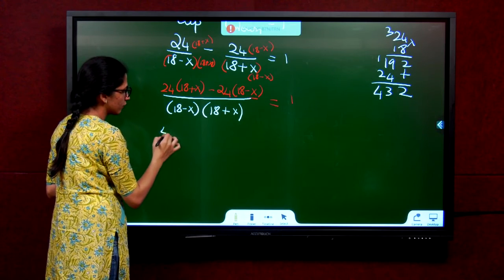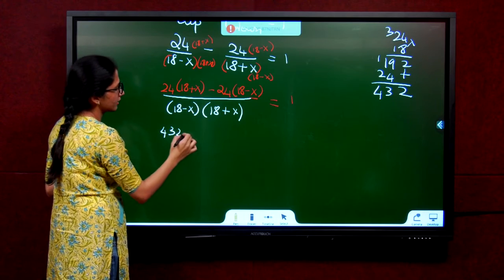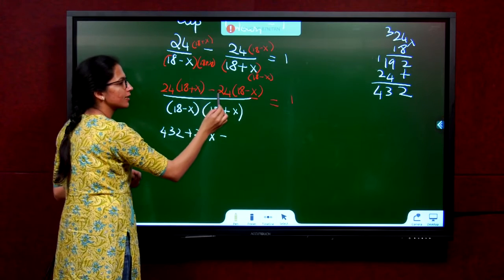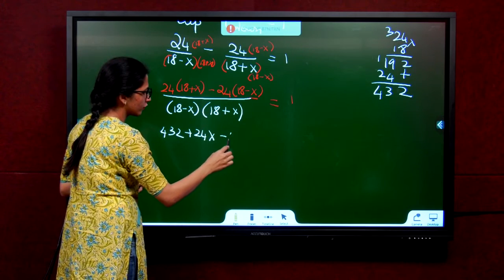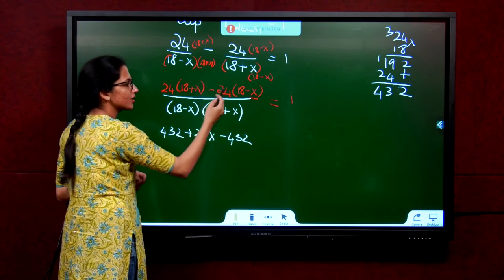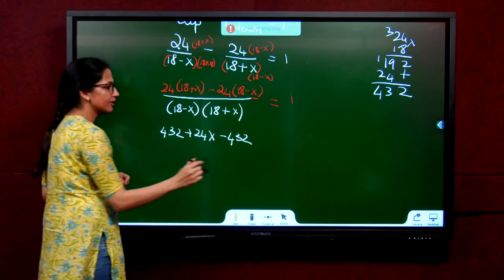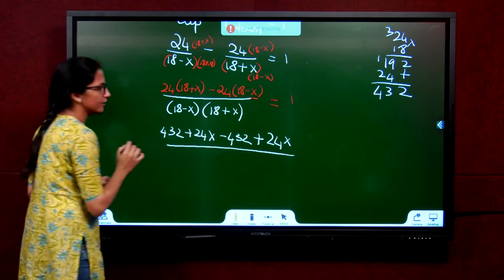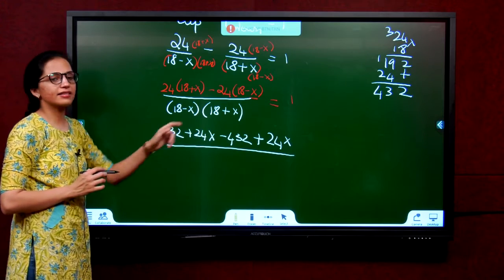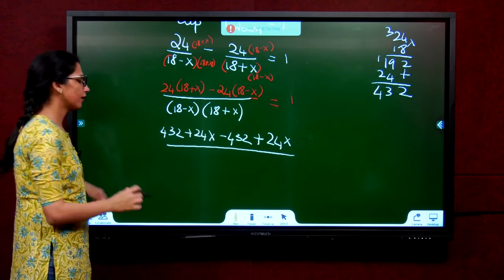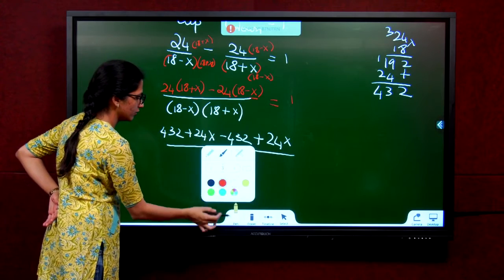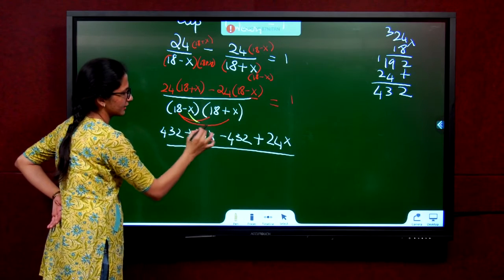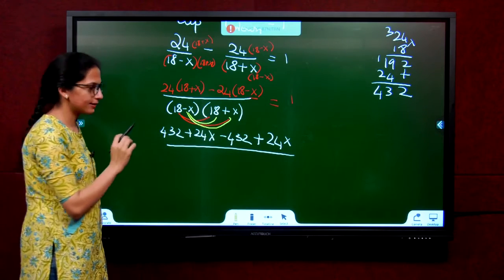24 into 18, 432. 24 into x plus 24x. Minus, why minus? Minus 24 into 18 minus 432. Minus 24 into minus x, minus into minus, plus 24 into x, 24x divided by 18 minus x into 18 plus x. You can do normal multiplication. First take 18 and multiply, then take x and multiply. You can do this. It's a little lengthy.